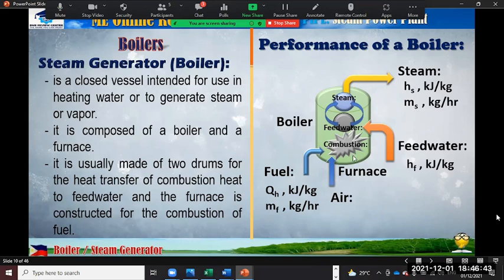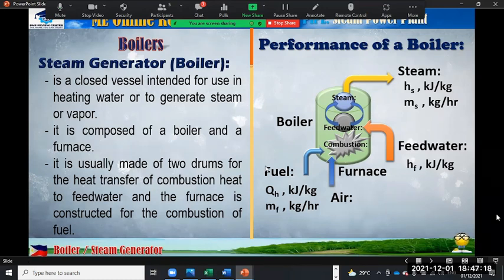There, it will have its properties such as the enthalpy of the steam and the mass of the steam. Somewhere here in the combustion chamber, in the furnace, there will be some fuel. Whatever fuel we will be using, there will always be a heating value in it, and of course a certain mass will be considered. We are going to burn this with the use of pressurized air, and it is the one responsible for the heating process.